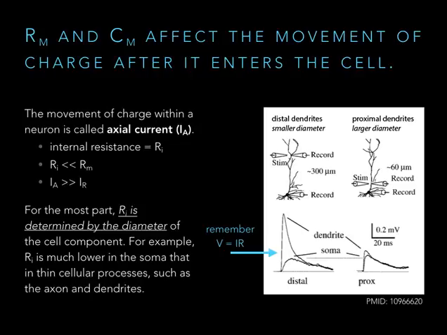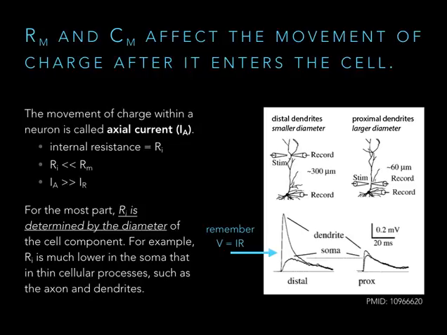Distal dendrites are much thinner. Therefore, they have a higher resistance, and so the potential that you get is much greater for the same amount of current. So if you look on the left, those distal dendrites create much bigger potentials than the proximal dendrites, even though they have very similar somatic potentials. So V equals IR. Okay, if you have high internal resistance, then you're going to hold that charge and have a lower axial current. Thus, you're going to build up more of a potential and create a bigger change in membrane potential. Okay, it's just that simple.